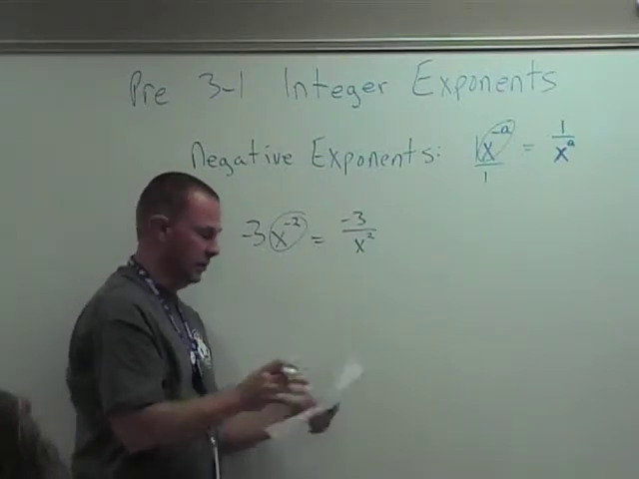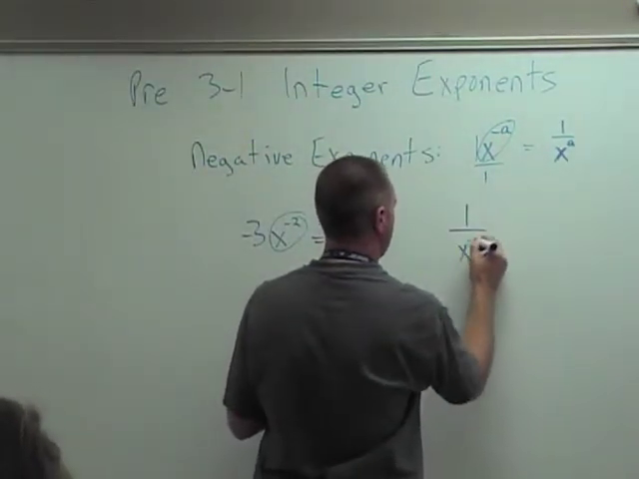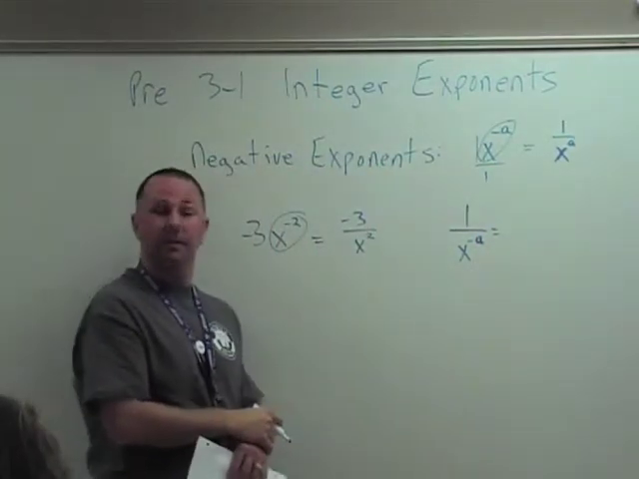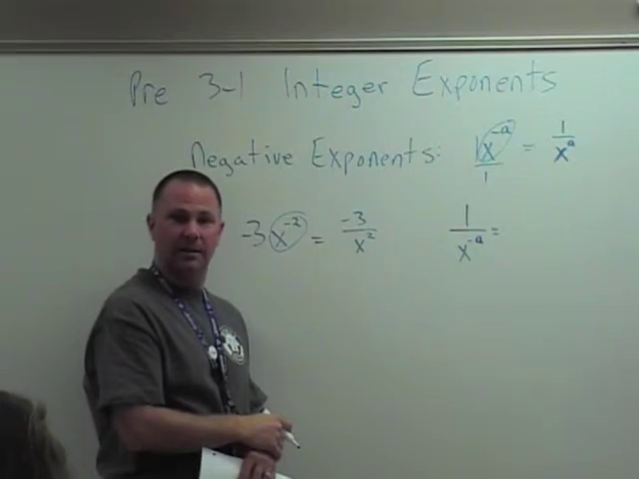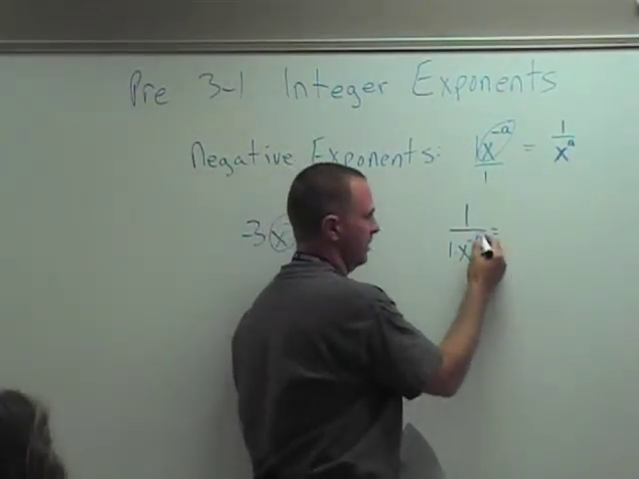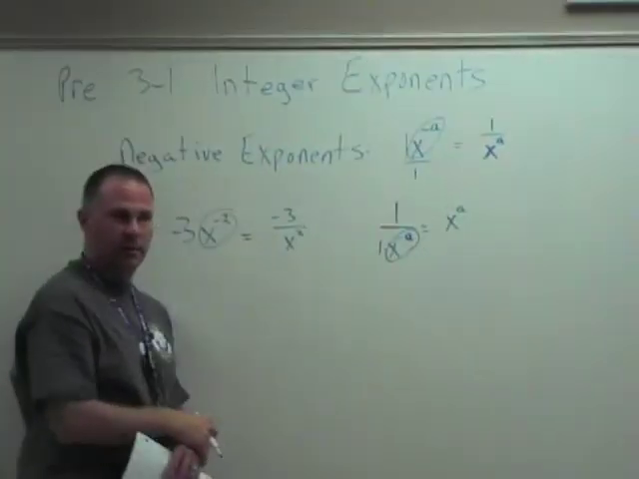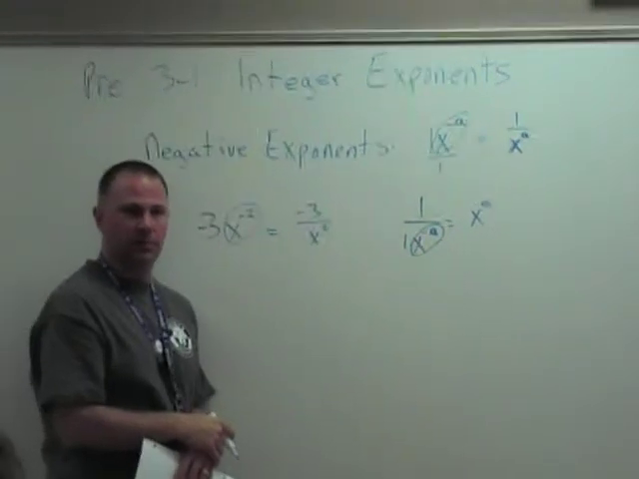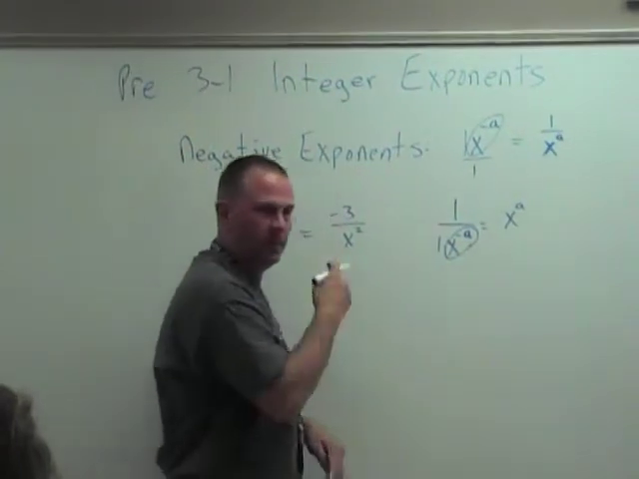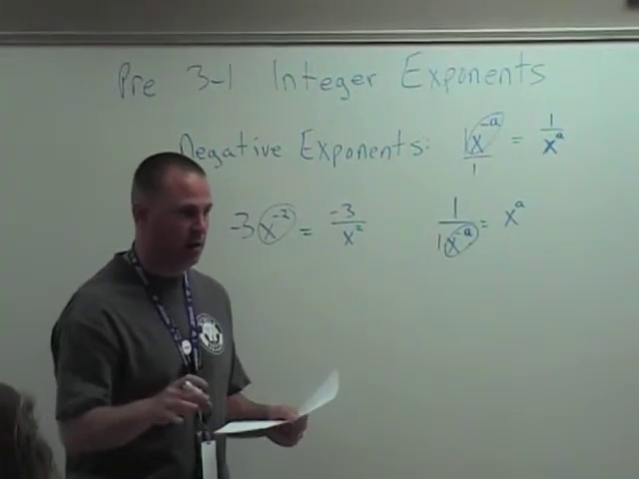Okay? Let's do another one. How about 1 over x to the negative a? What's that going to be? x to the a over 1. Right. There's a 1 here, so that stays there. This is what moves up to the top. You don't have to put it over 1, but you can if you want to. So that's showing that you move that base out of the denominator up to the top to make it positive. All right, can you do that?